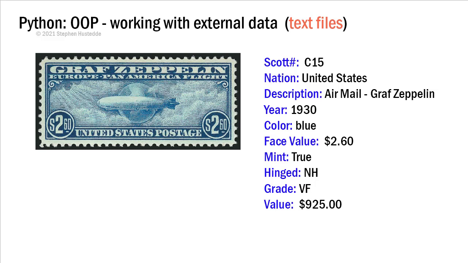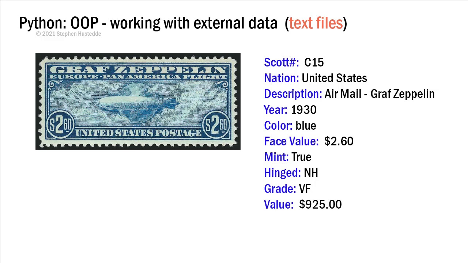So every stamp, of course, is issued from a nation, has a description, it's issued in a year, has a color or maybe a mixture of colors, has a face value, what's the value of that stamp, putting it in postage, and then is that stamp used or mint? And we'll look at that as a true or false value. So a false value would be it's used or canceled.